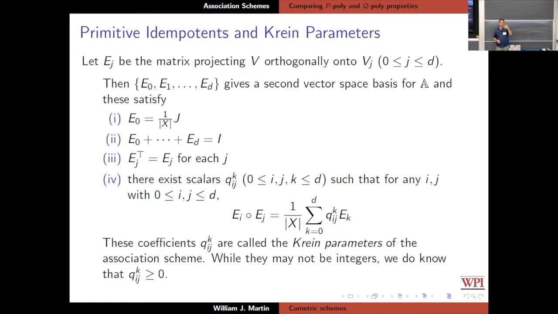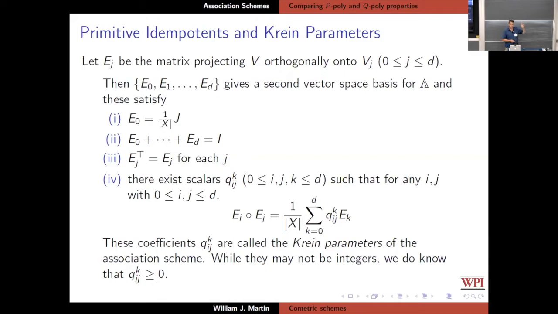The A's were symmetric, and the E's are linear combinations of the A's, so the E's are symmetric matrices as well. But now here's the interesting thing: that matrix algebra is closed under entry-wise multiplication. So if I multiply E_i times E_j entry-wise, there are these structure constants. That's a linear combination of the E_k's, and these are called the Krein parameters. q_ij^k is the Krein parameter. So the eigenvalue of E_i entry-wise E_j on the kth eigenspace is q_ij^k divided by the number of vertices.